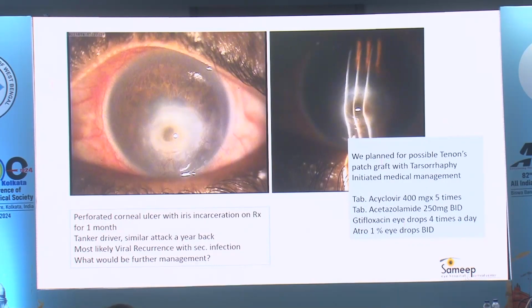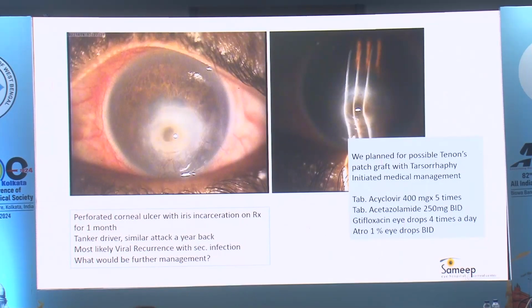This is another example of a perforated corneal ulcer with iris incarceration, which was on treatment for a month. He was a tanker driver. He had a history of similar attacks almost a year back. So possibly this was a viral infection with a secondary bacterial involvement. We planned for a possible Tenon's patch graft with tarsorrhaphy, but in the presence of a lot of infection and inflammation, I just continued with systemic antivirals and thought, let me do a tarsorrhaphy and see how this patient behaves.